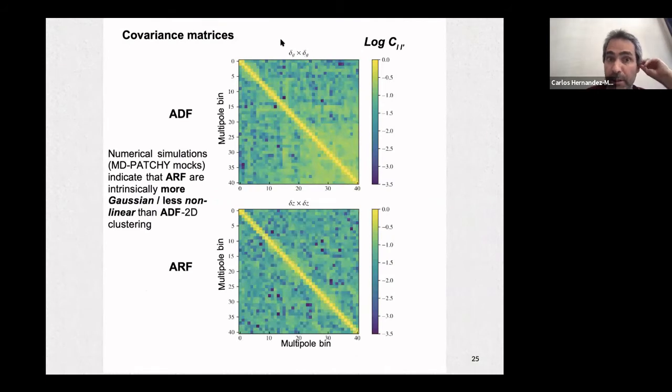This can be seen also in the covariance matrices. If you see how the Cls, the angular power spectra, for the angular density fluctuations and the angular redshift fluctuations behave, you see that on smaller scales non-linear physics couples the off-diagonal terms, coupling different multipoles on the small scales. But this is not the case for the angular redshift fluctuations. So we can say that angular redshift fluctuations are more linear, or more Gaussian, than angular density fluctuations.